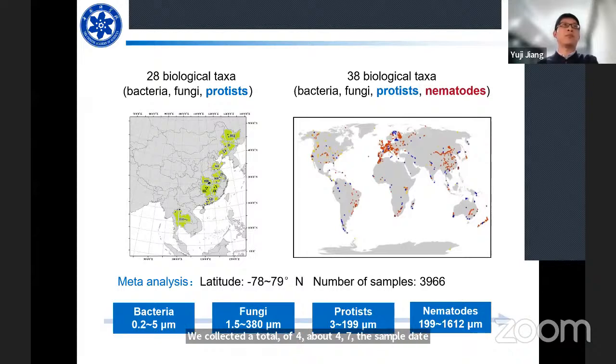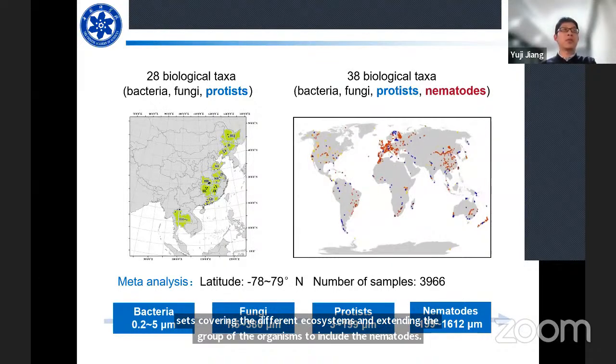organisms to include the nematodes. At the same time, we also collected more than 3,000 species and created a database of the biological sites for the first time.